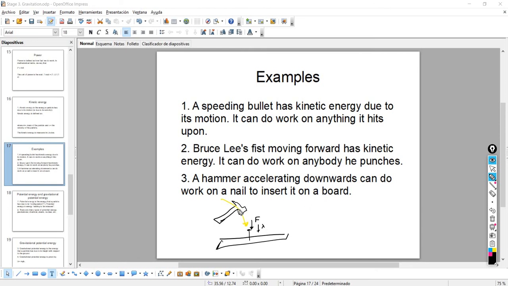So due to the fact that the head of the hammer was speeding downwards, we can say that it has kinetic energy and therefore it can perform work. On what is it going to perform work? On the nail. You see, that's what kinetic energy means, and I just gave you 3 examples.